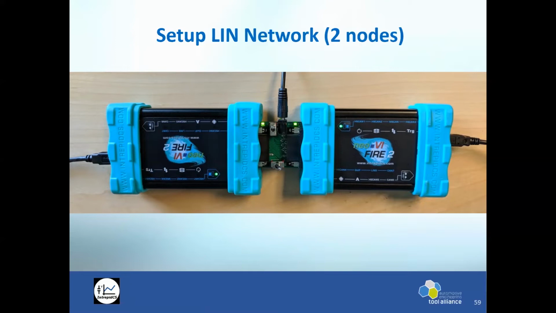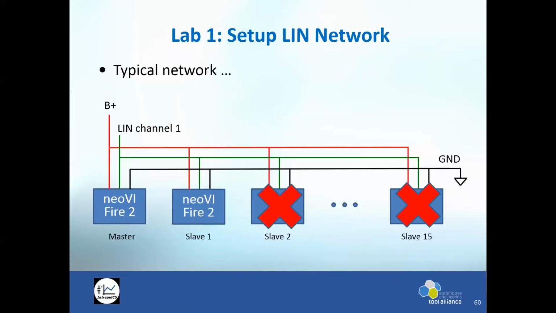We're going to have two nodes set up. I'm going to use two Fire 2s hooked up back to back. This is my Lab 1 network. One Fire 2 is going to be a master and one Fire 2 is going to be a slave. I don't have additional Fire 2s hooked up. We're just going to do two channels for this exercise.